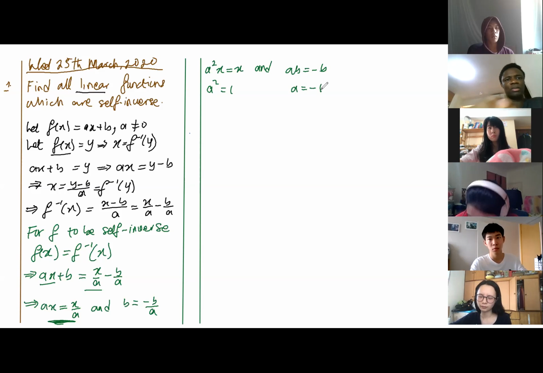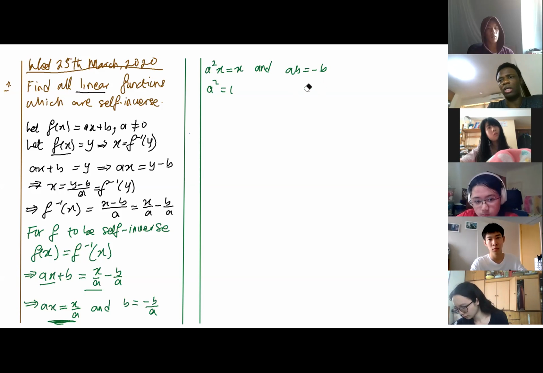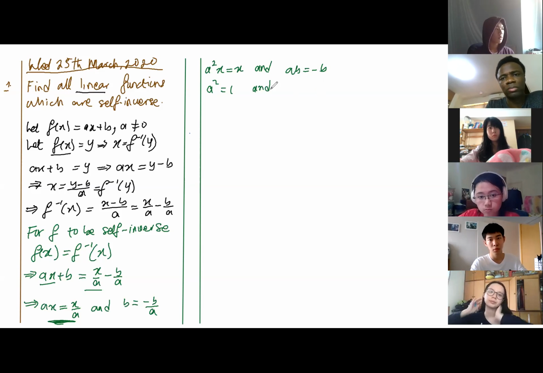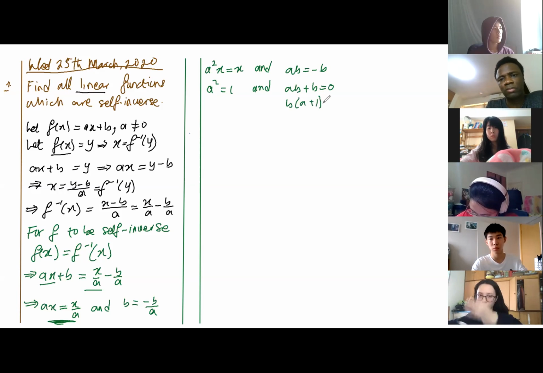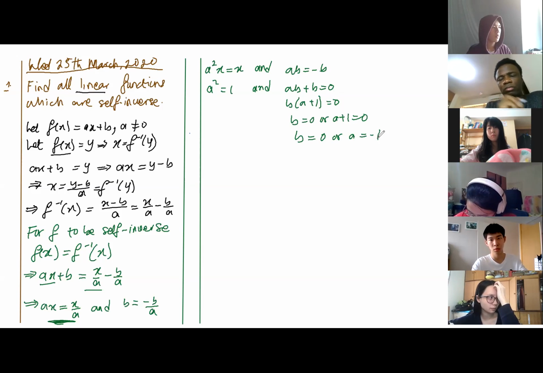No, we can't say that. I just thought of something. From here, it will mean that ab plus b equals 0. Can we see that? So from this, I can factorize. Can you see? So it means either b is equal to 0 or a plus 1 is equal to 0. So either b is equal to 0 or a equals negative 1.